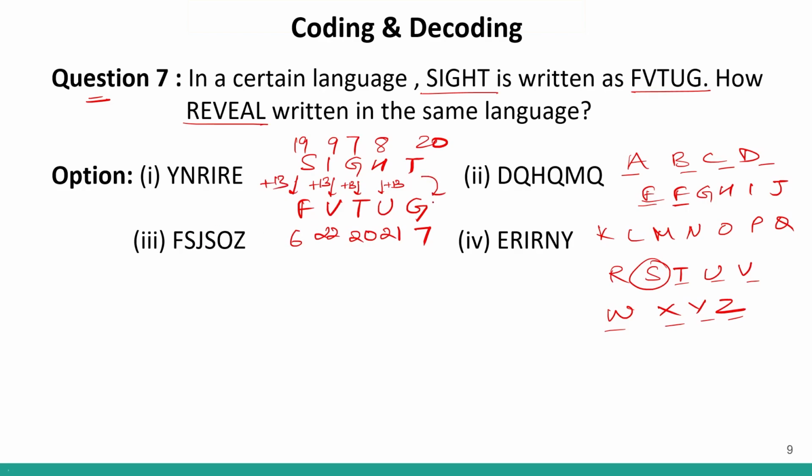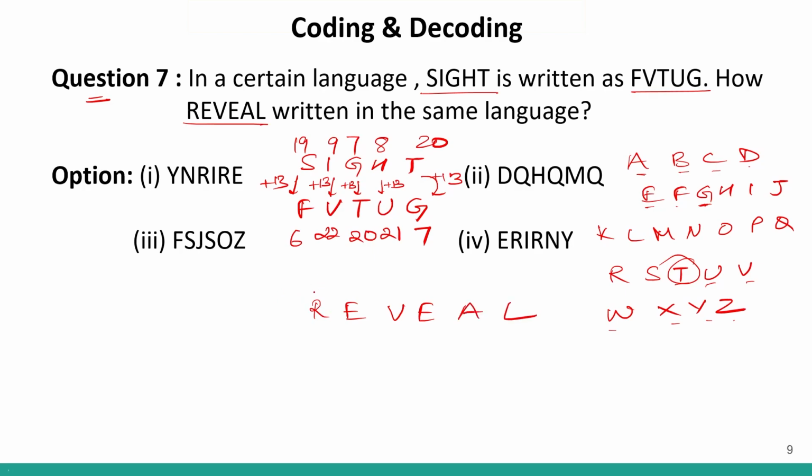Similarly, from T, let us see, from T I have to go 13 positions forward. 1, 2, 3, 4, 5, 6, 7, 8, 9, 10, 11, 12, 13, I will get G. So this is also plus 13. That means we have added 13 in each alphabet. So we will do the same thing for REVEAL. We will follow the same logic.